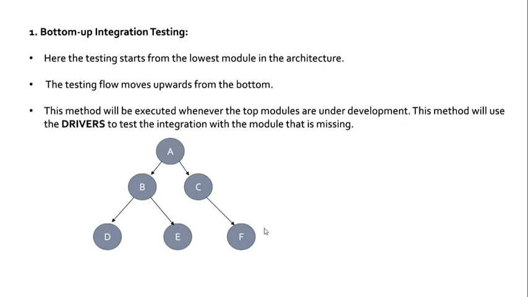Next is bottom up integration testing. The name itself is saying that the flow goes from bottom to top, right? Here the testing starts from the lowest module in an architecture. The testing flow moves upwards from the bottom. Okay. This method will be executed whenever top modules are under development. This method will use drivers to test the integration with the module that is missing.